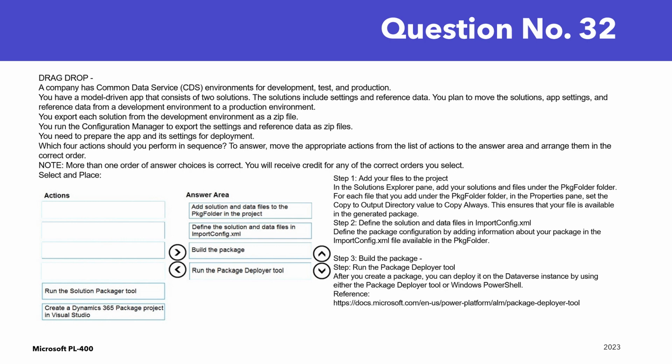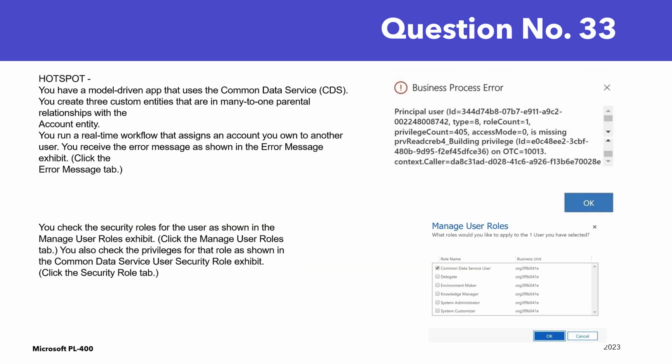You have a model-driven app that uses the Common Data Service, CDS. You create 3 custom entities that are in many-to-one parental relationships with the account entity. You run a real-time workflow that assigns an account you own to another user. You receive the error message as shown in the error message exhibit. Click the Error Message tab. You check the security roles for the user as shown in the Manage User Roles exhibit. Click the Manage User Roles tab. You also check the privileges for that role as shown in the Common Data Service User Security Role exhibit. Click the Security Role tab.